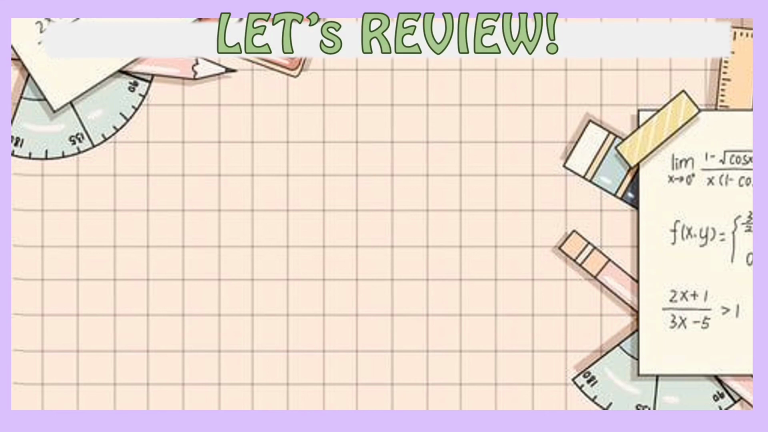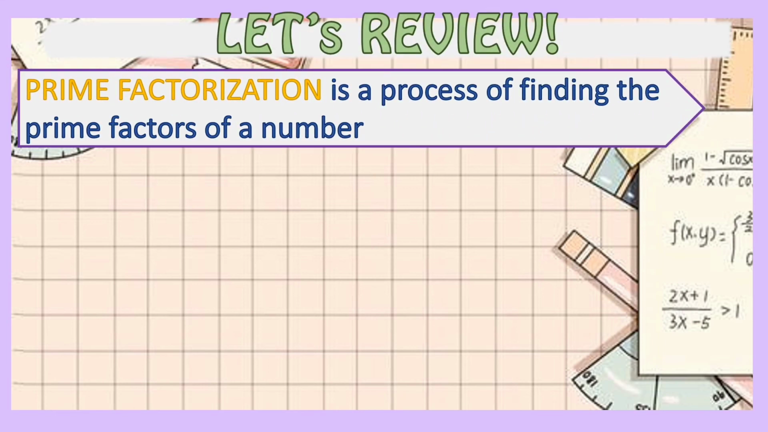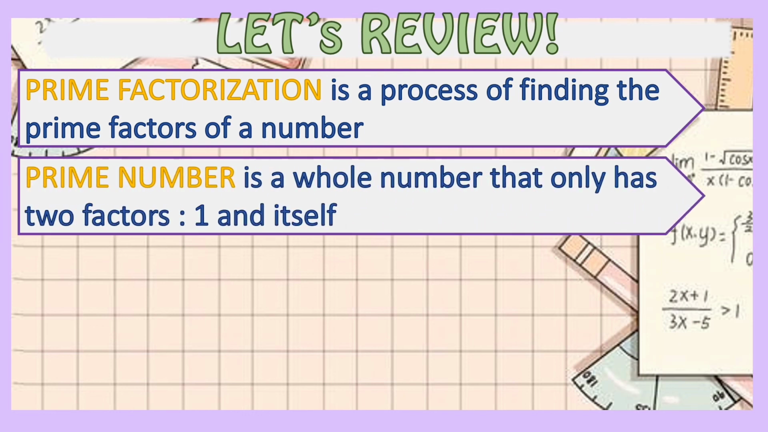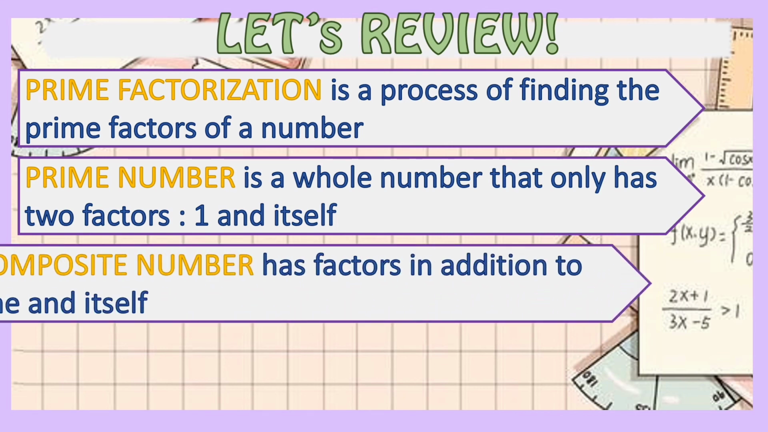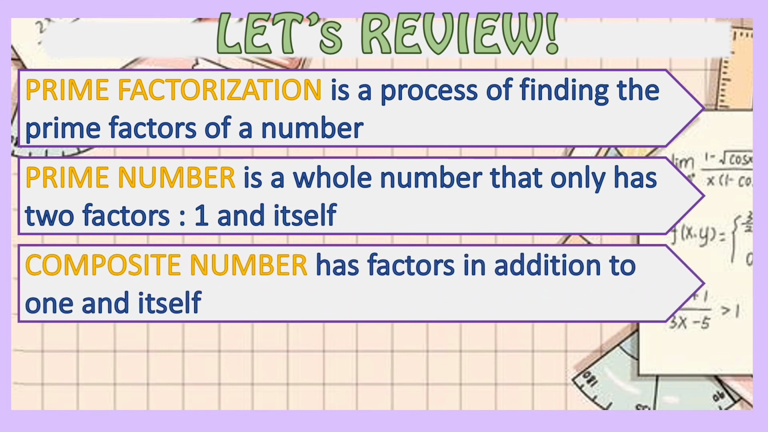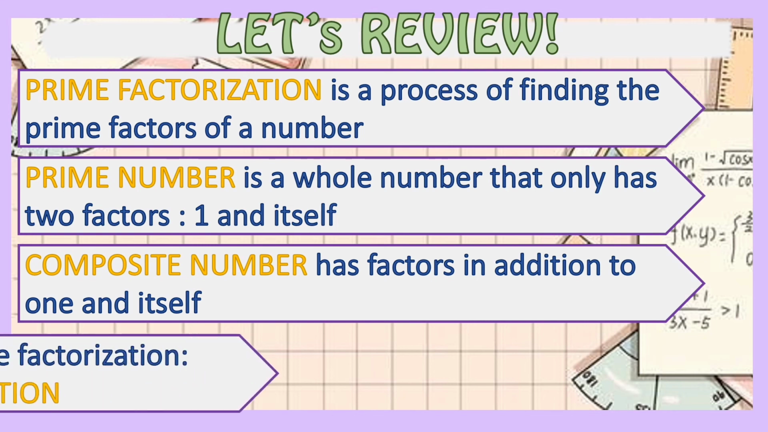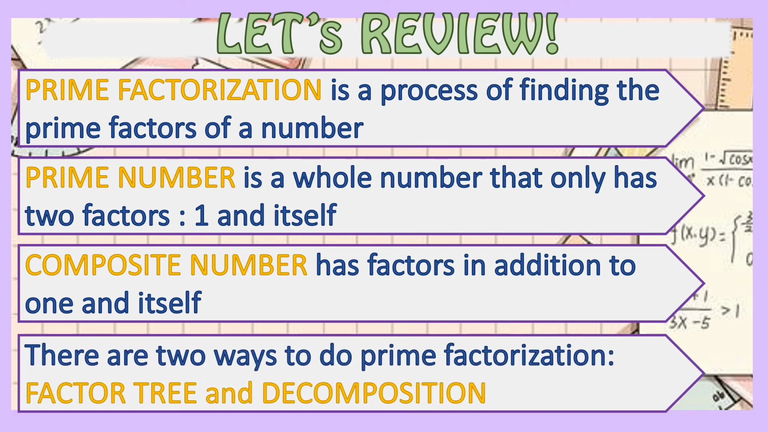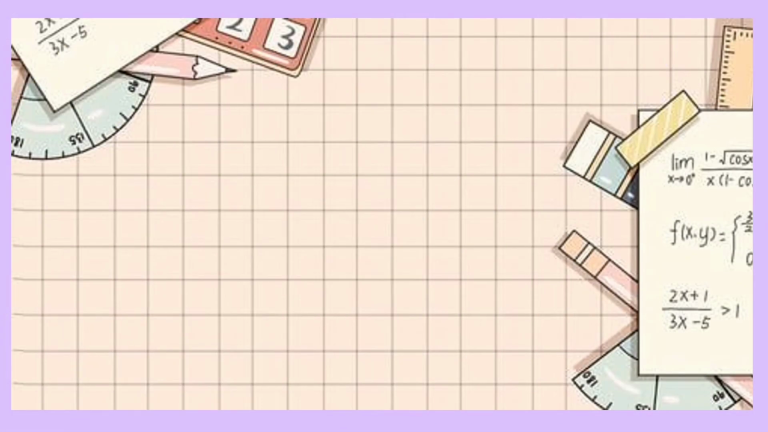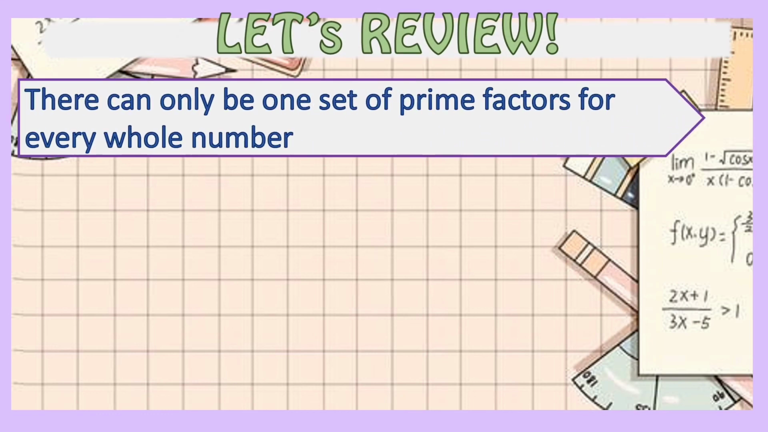Let's review. Prime factorization is a process of finding the prime factors of a number. A prime number is a whole number that only has two factors, 1 and itself. A composite number has factors in addition to 1 and itself. There are two ways to do prime factorization, factor tree and decomposition. There can only be one set of prime factors for every whole number.